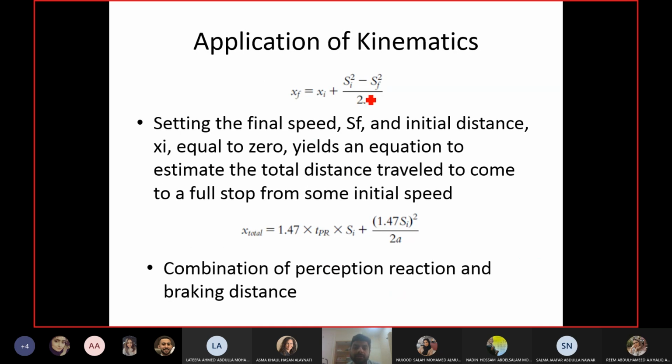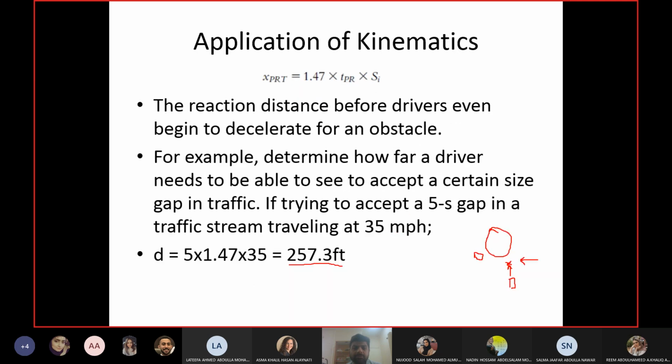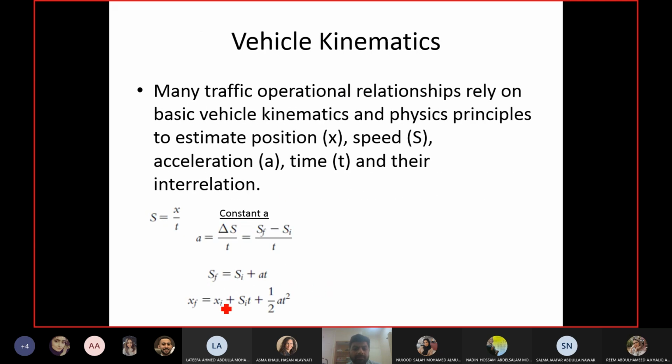Other applications of kinematics is calculating the distance. So we said the final distance equals the initial value of the distance plus SIT plus half AT square. So here, if you take the initial position as 0, then you are left with this thing.